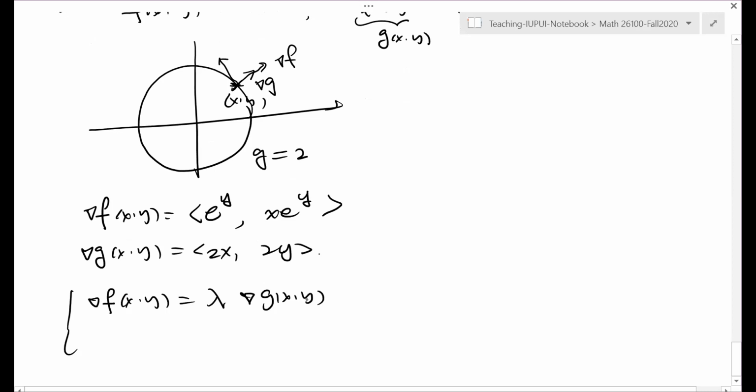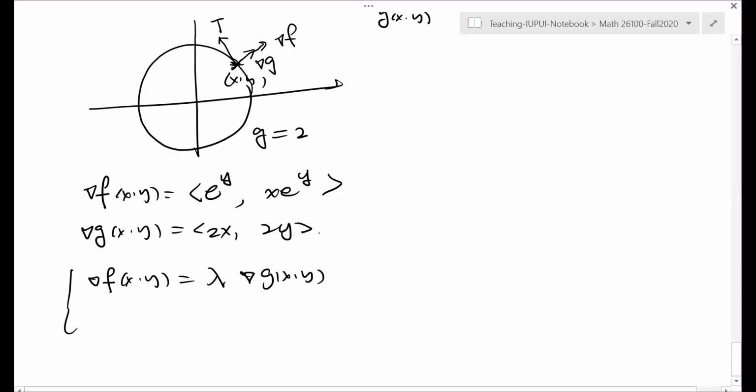Okay, the reason why they're proportional, I just explained to you. First of all, gradient f is always perpendicular to the tangent vector t. But if the function has a local maximum or minimum value at that point along the circle, the gradient of f also must be perpendicular to t. So they're both perpendicular to t, and that forces those two vectors to be proportional to each other, in the same direction or opposite direction. Okay, so this is g of x, y, which is still 2.